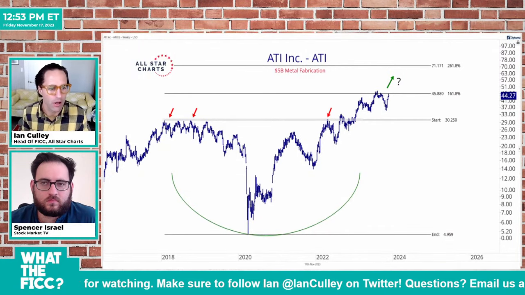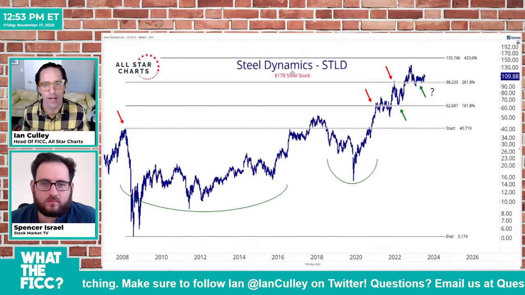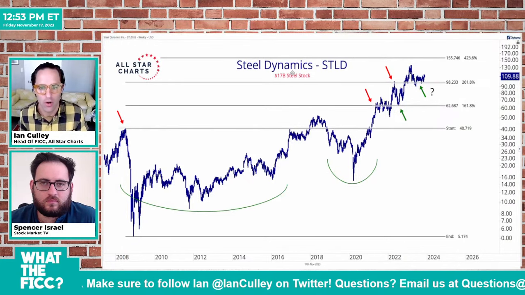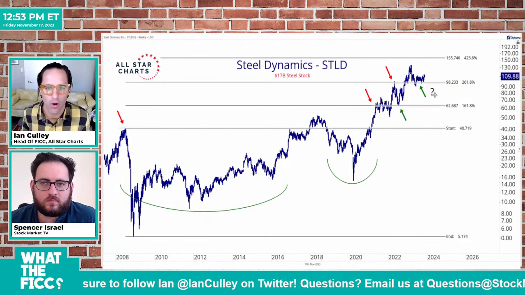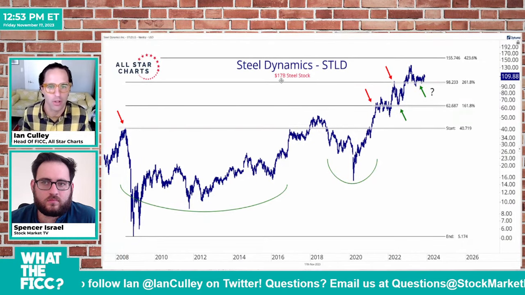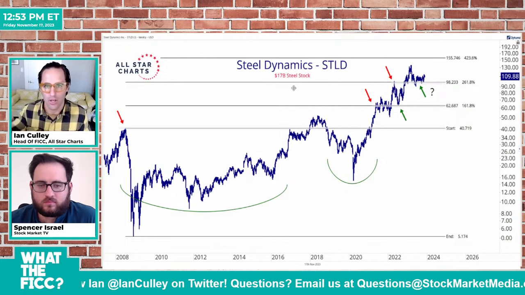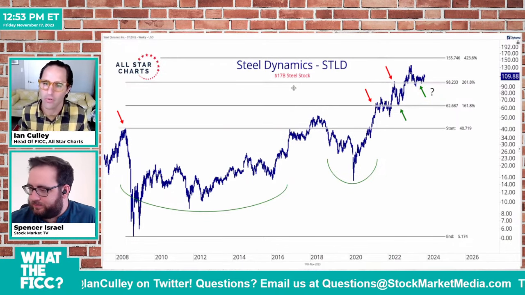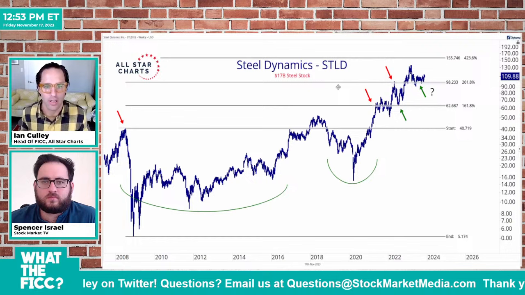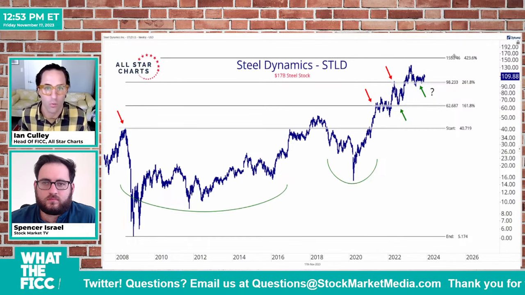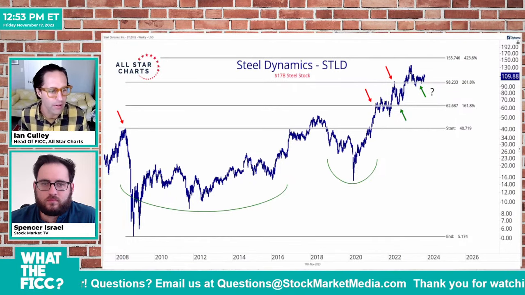Good-looking base here. Another one, Steel Dynamics. It's been one of our favorites for a while now. As long as it's holding above 100, I like it long. This is a $17 billion steel stock. I mentioned SLX last week. It's still on the verge of breaking out. But again, as long as STLD is above 100, I like it long towards 150, 155.